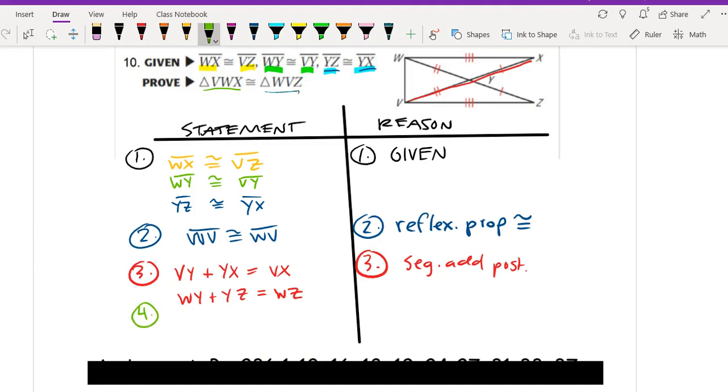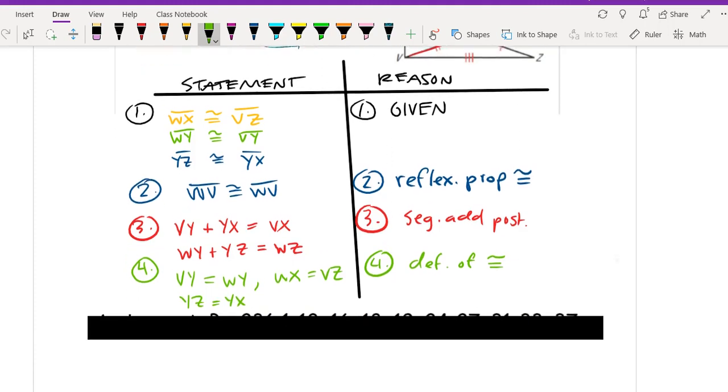Step 4. So we know that some of these are already equal to each other. For instance, we know that VY should be equal to WY. For what reason? Well, we know that these are congruent segments, so by the definition of congruence, we can say that their measures are equal. Okay? We can make that same conclusion with all the other congruent segments. WX is equal to VZ. We know that YZ is equal to YX. That's the definition of congruence.